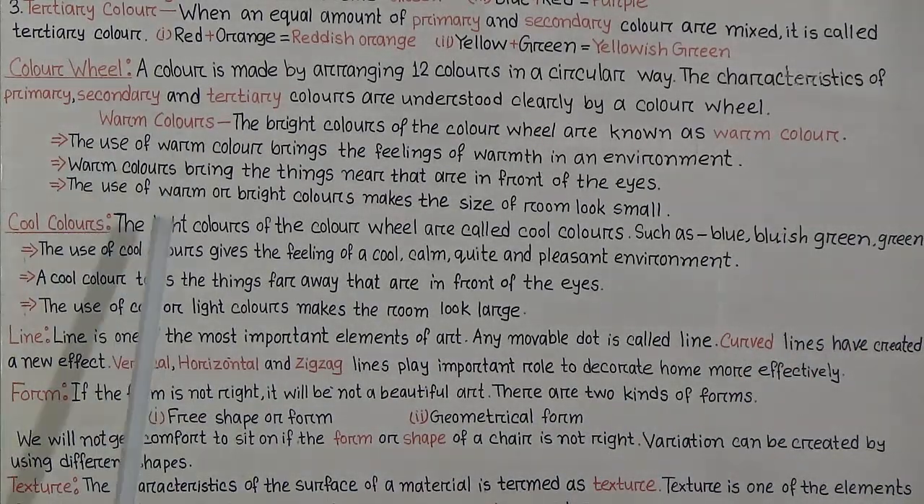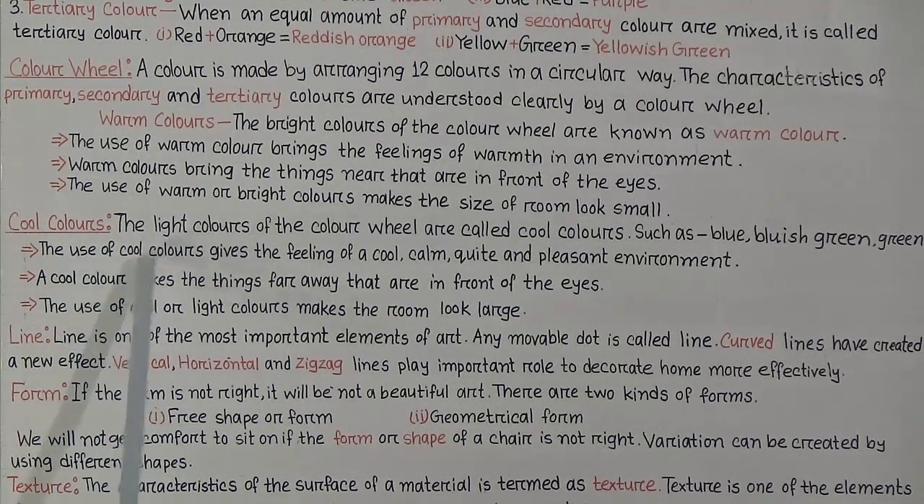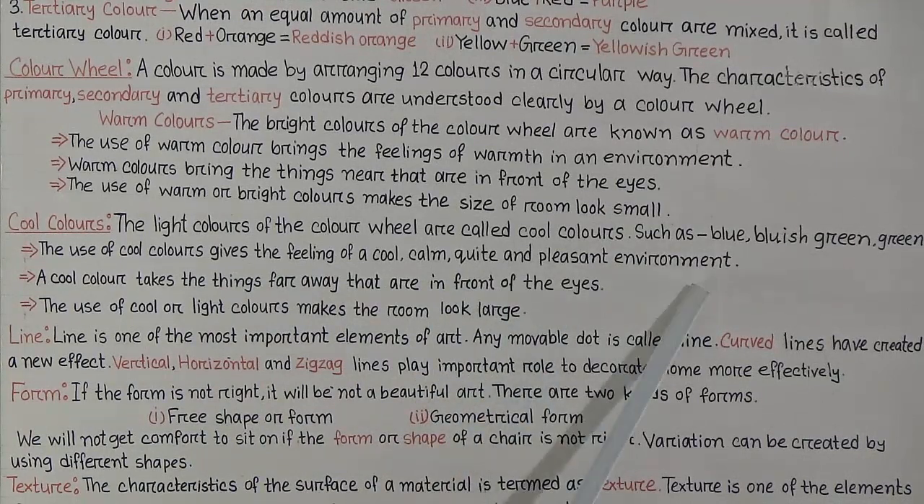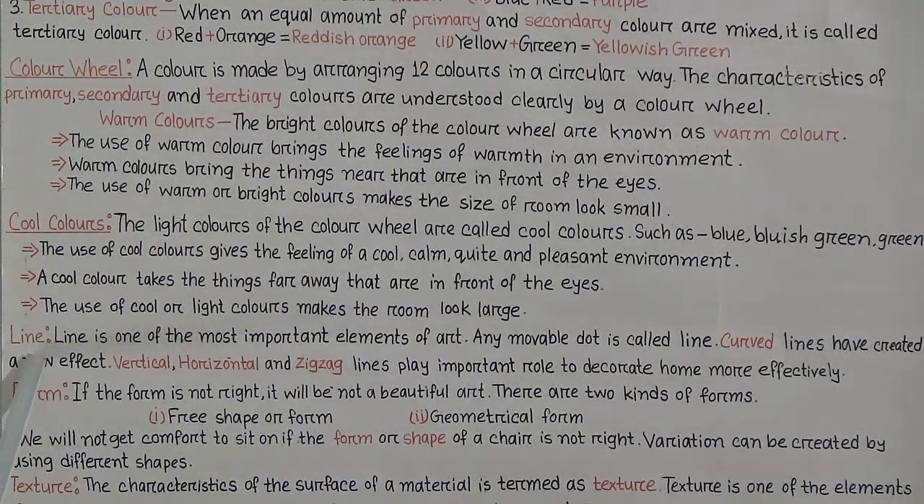Now we'll learn about the uses of cool colors. The use of cool colors gives the feeling of a cool, calm, quiet and pleasant environment. A cool color takes the things that are in front of the eyes far away. Last, the use of cool or light colors makes the room look large. Now we'll learn about line.